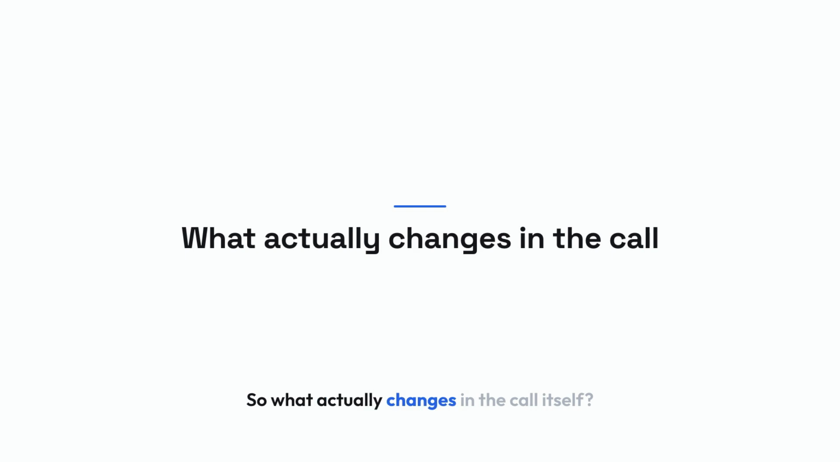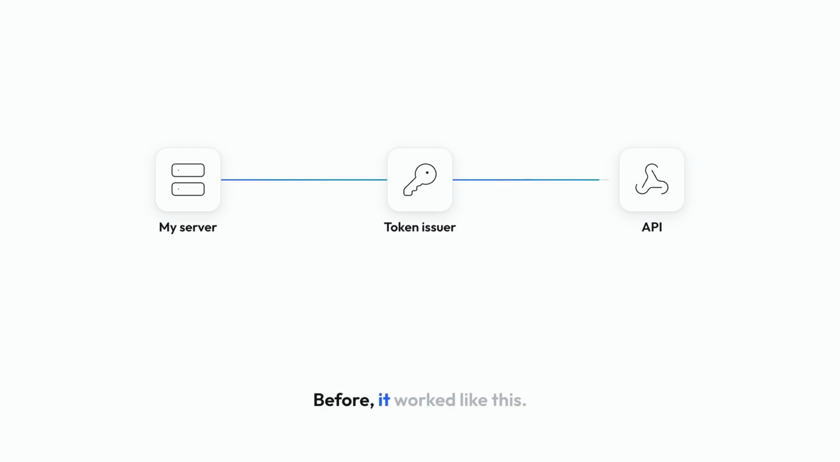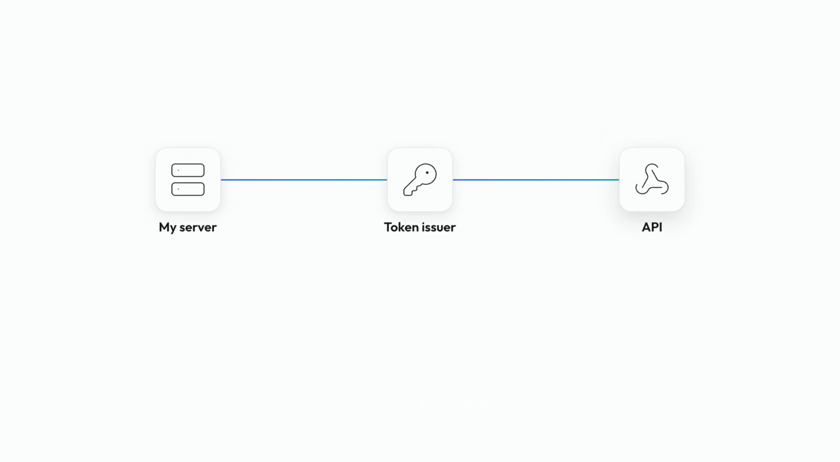So what actually changes in the call itself? It comes down to one structural shift, and it fits in a single picture. OAuth changes just one thing. You stop sending your credentials with every call to the API and send them to a token issuer only when you need a token. Before, it worked like this. Your server put the username and password into the request and sent it to the API. Every single time. Now it becomes two steps.